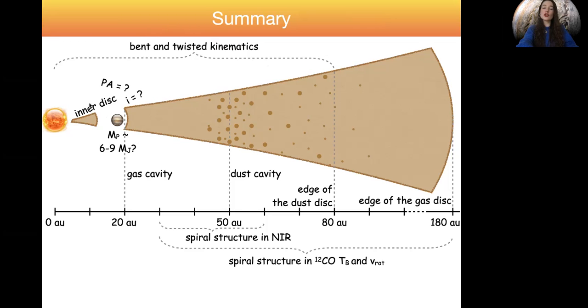The inner disk regions are not resolved so far, so we need better observations here in order to constrain the position angle and inclination of the inner disk to maybe see if there are some misaligned inner regions.